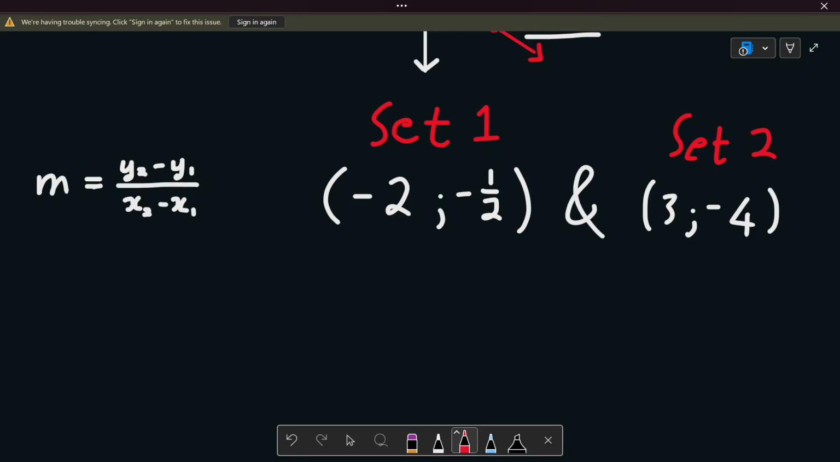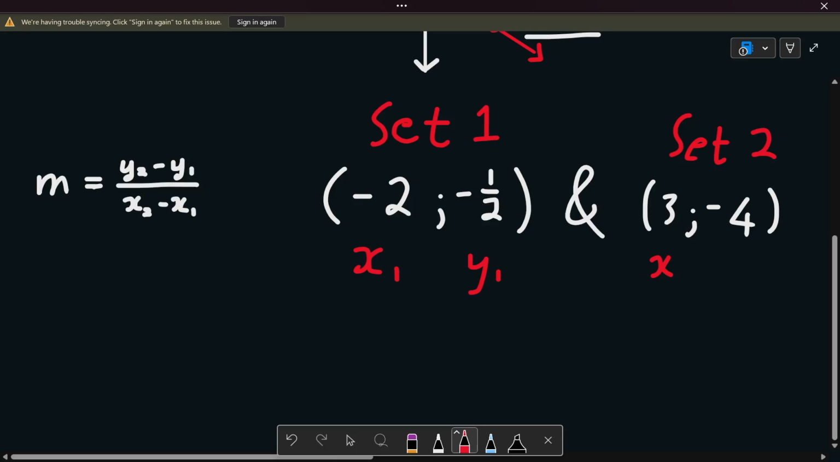So in set 1 we have x1 and we have y1, because remember that's our x and y coordinates within set 1. And then within set 2 we have x2 and we have y2. And those are our values that we can plug into the gradient formula.